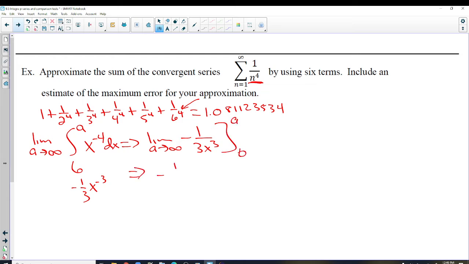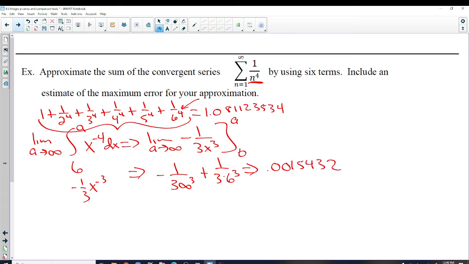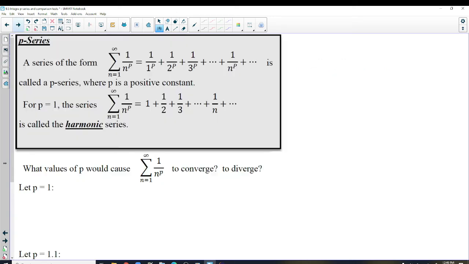Well, now we have negative 1 over 3 times infinity to the 3rd. That's going to be 0, and plus 1 over 3 times 6 to the 3rd, which ends up being the most error we can possibly have for this approximation: 0.0015432. So that's the upper bound for this approximation.